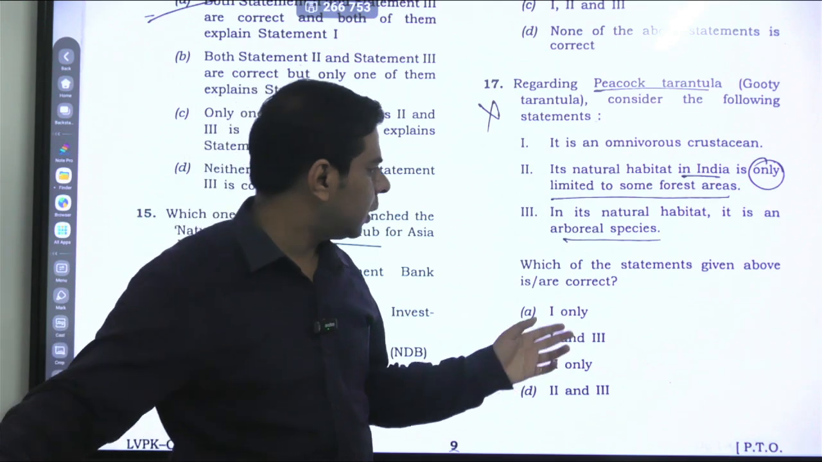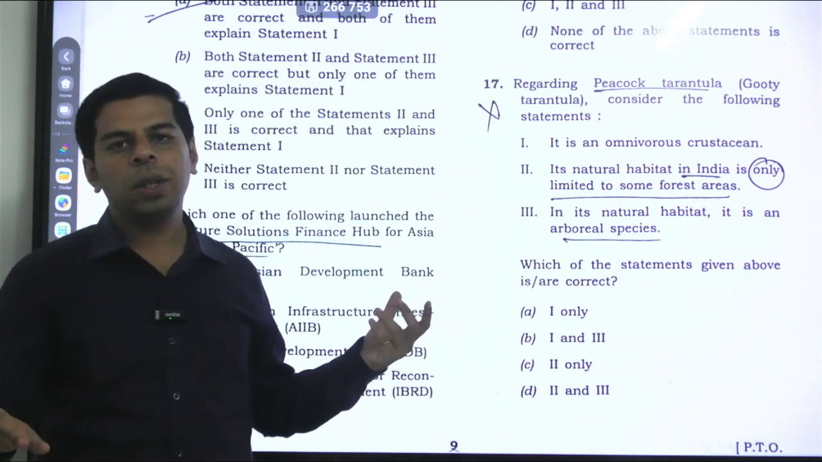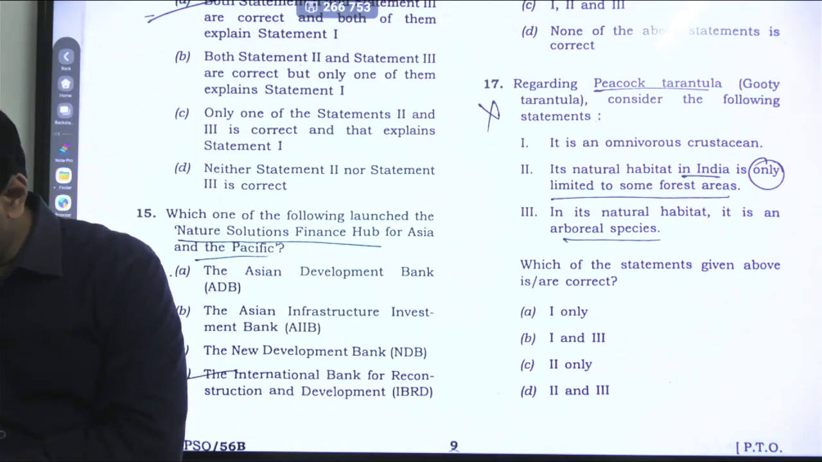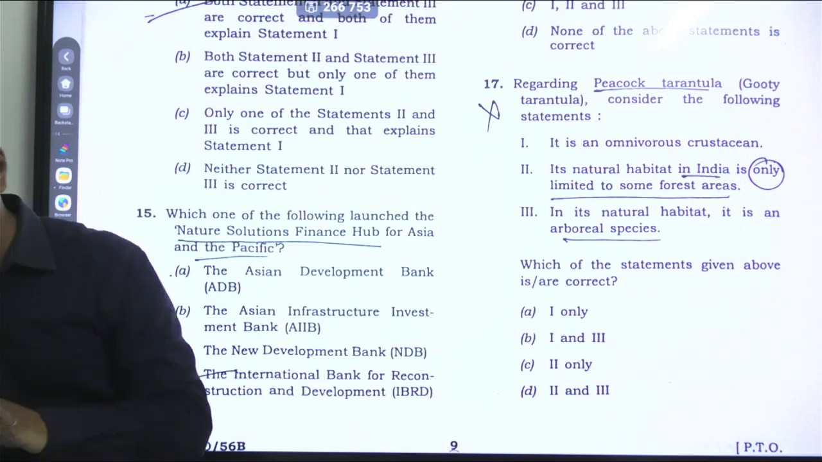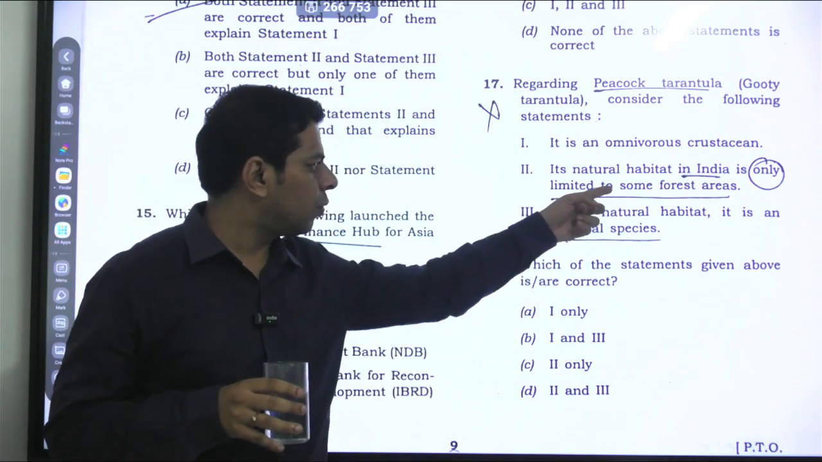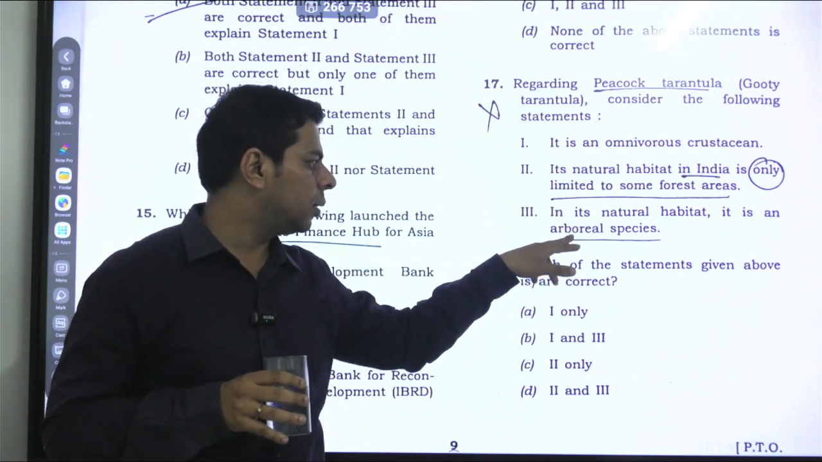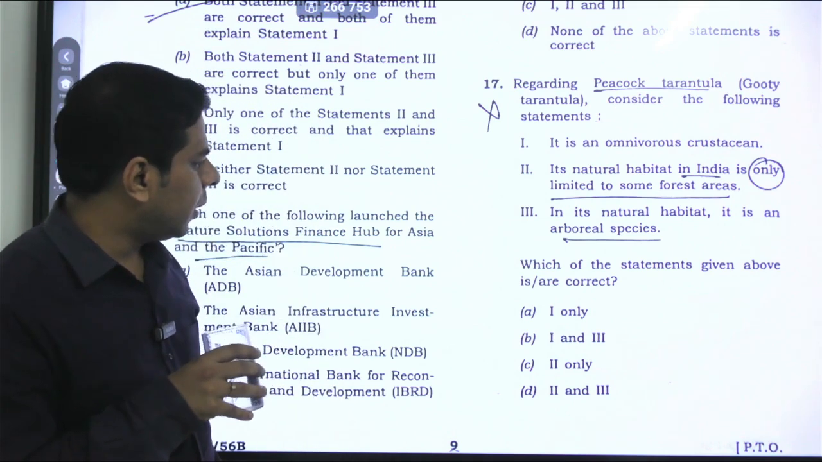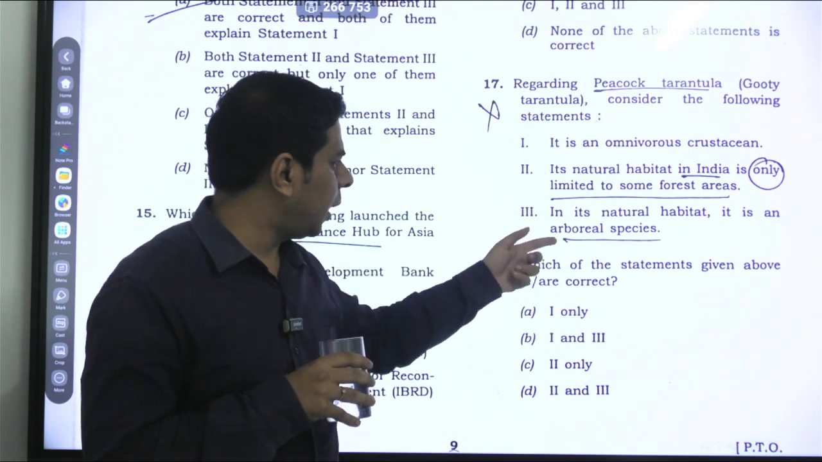And the third says that in its natural habitat it's an arboreal species. Now, arboreal, we all know, are the species which dwell on trees, and they are basically residing on them most of the time. Since the forests in which this particular species resides are deciduous forests, it's an arboreal species. So in this question, we have to mark the correct ones. So only the second and third are correct.